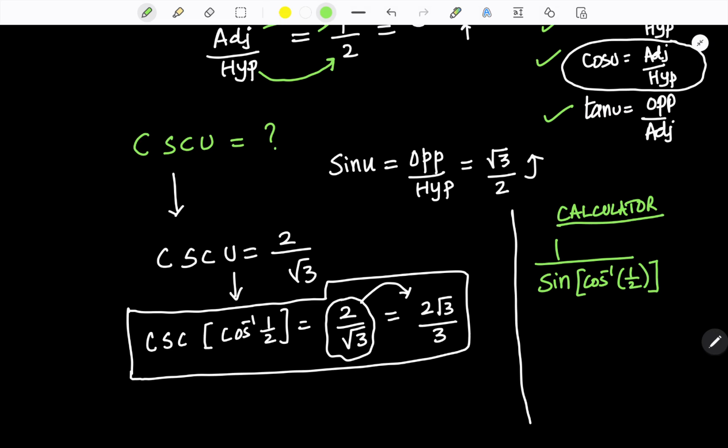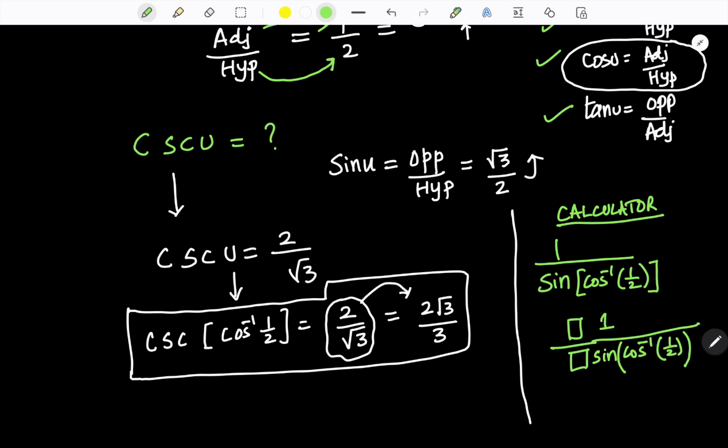You press the fraction mode, everybody. After pressing the fraction mode, you write 1 over sine, after that bracket open, shift cosine for cosine inverse. Then again fraction mode, 1 over 2, and then close the brackets. Then close the bracket again and press equal. So your input will look like this: 1 over sine, bracket open, cosine inverse, bracket 1 over 2, bracket close.